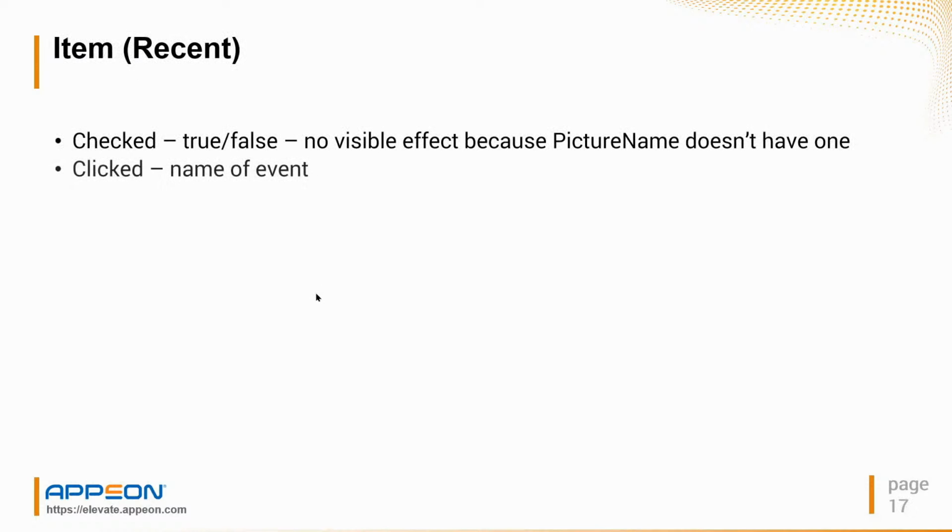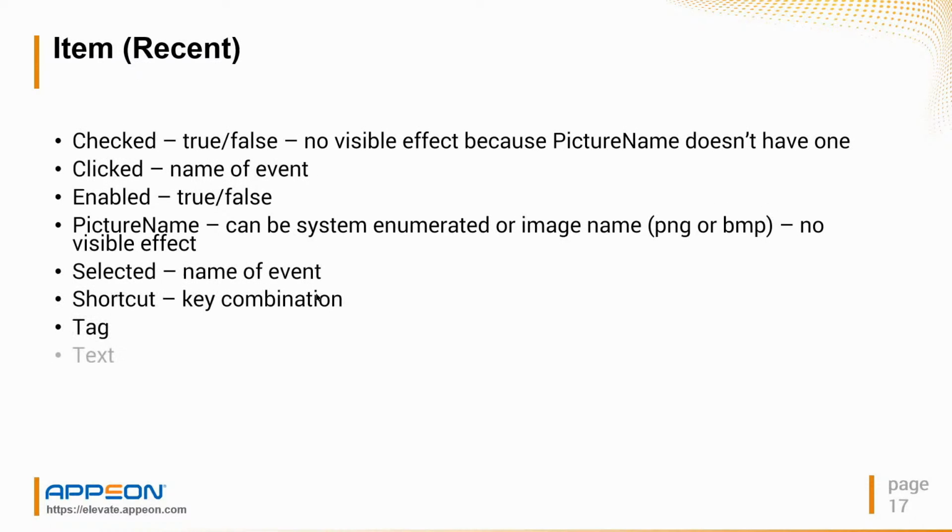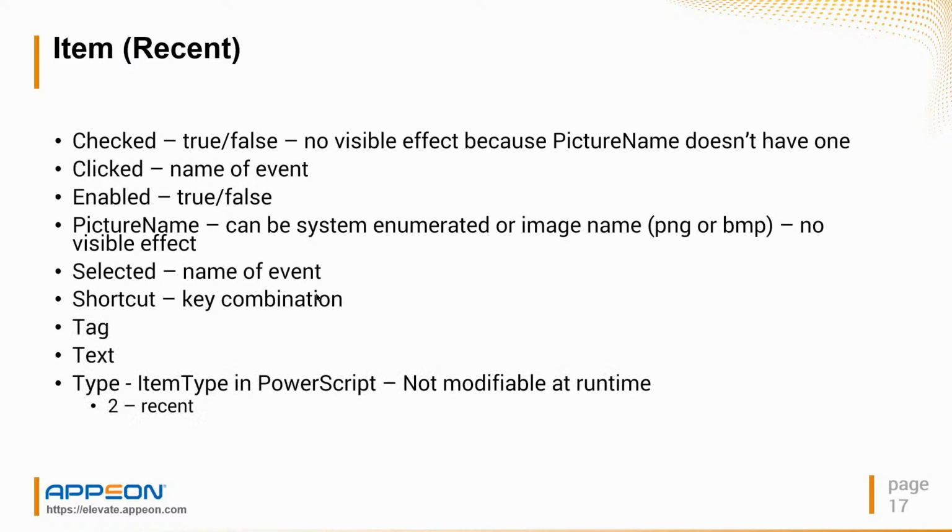The recent, this is the container for all your recent items, only has one property, and that's the title. And so in the example I showed, I had it called recent items. You might say recently opened windows, or whatever text you want to have appear there. So the items within the recent are very similar to the master items. There are some differences though.